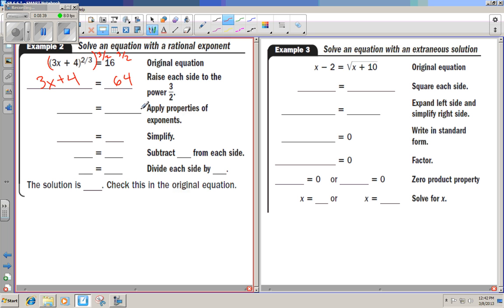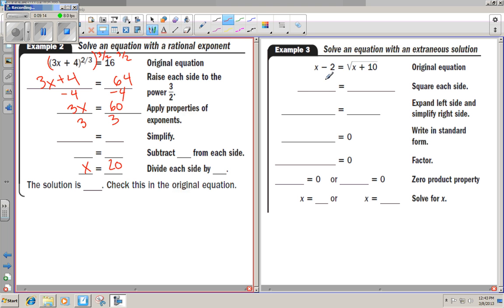Now there's a bunch of different things you can do here. We did some of them all together in one step, but we subtract 4, we divide by 3, and you get that x equals 20. And as always, you really should check to see if that is the correct solution. For this one, I can tell you it is.